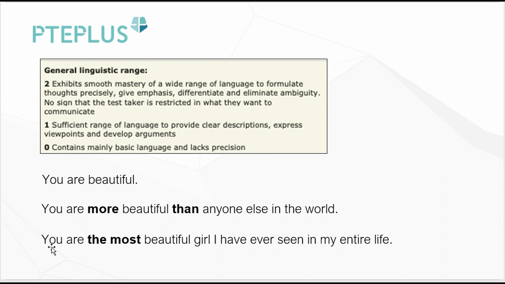In this case, both of these sentences show a much better mastery over the language, and they show our ability to express our thoughts precisely and give emphasis. So we're being very clear in what we think, right? You're the most beautiful girl, you're more beautiful than anyone else. So that's what we want to be aiming for in this section to get higher marks.